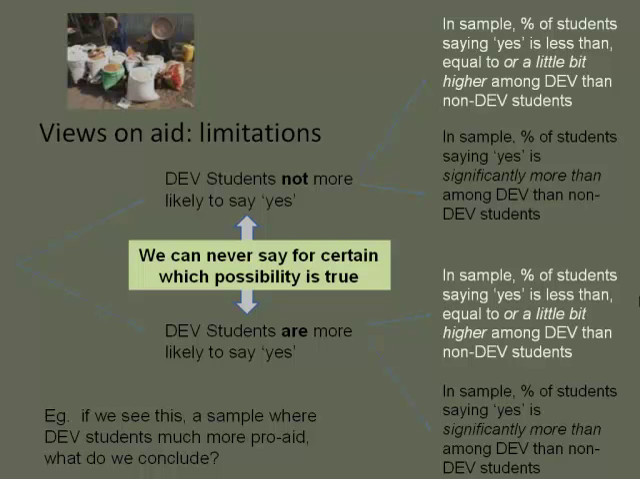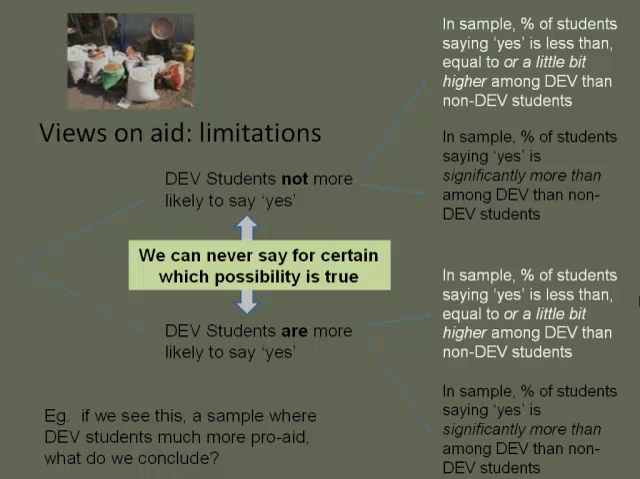But, in other words, if you see this, the problem is that these two things occur twice. If you see that in your sample, the percentage of dev students saying yes is less than or about the same, or perhaps a bit higher, that's identical whether you see it here or here. Whether it's come from dev students not being likely to say yes, or whether it's come from them being likely to say yes. And just because you see that thing I picked out in white, you don't know whether you're here or here. And that's the problem.